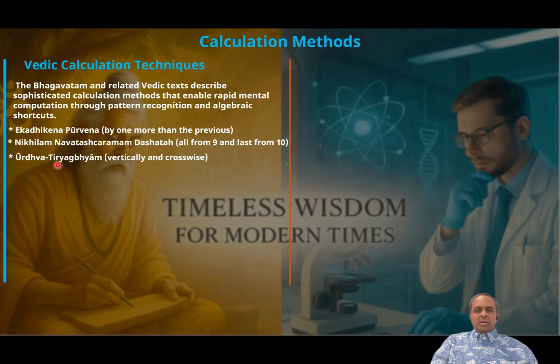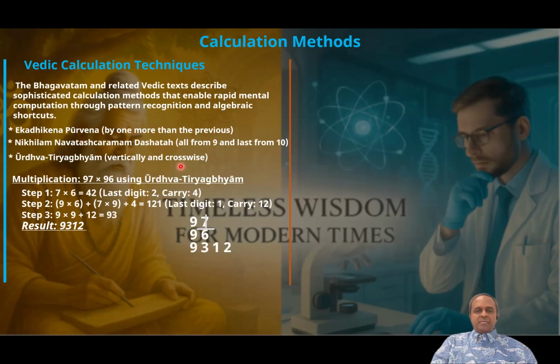The third one, Urdhva Tiryagbhyam, vertically and crosswise. And we'll just see this in an example below, right? This technique enables rapid multiplication through systematic cross multiplication patterns. Okay.